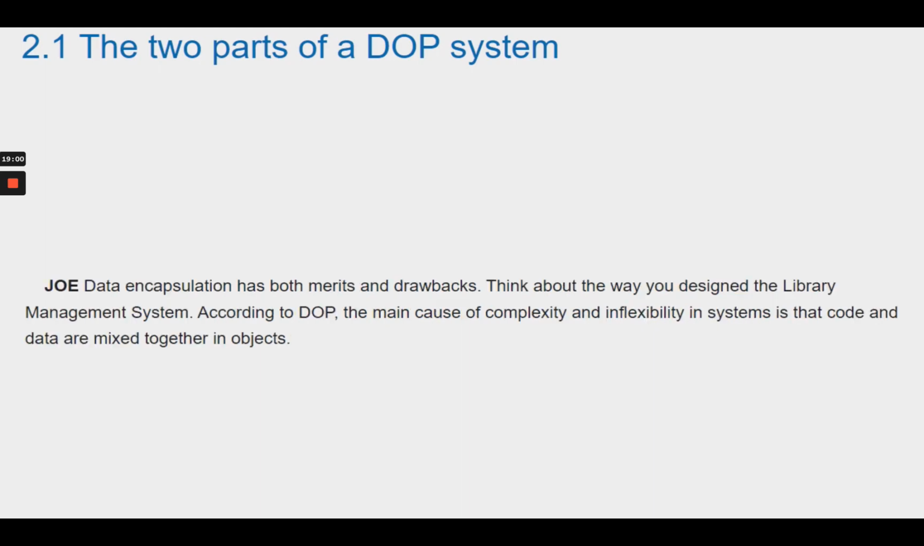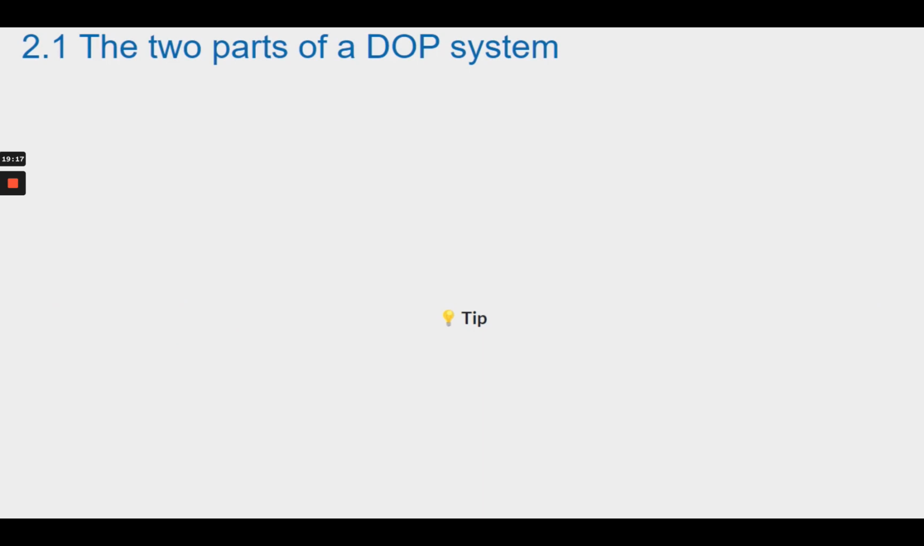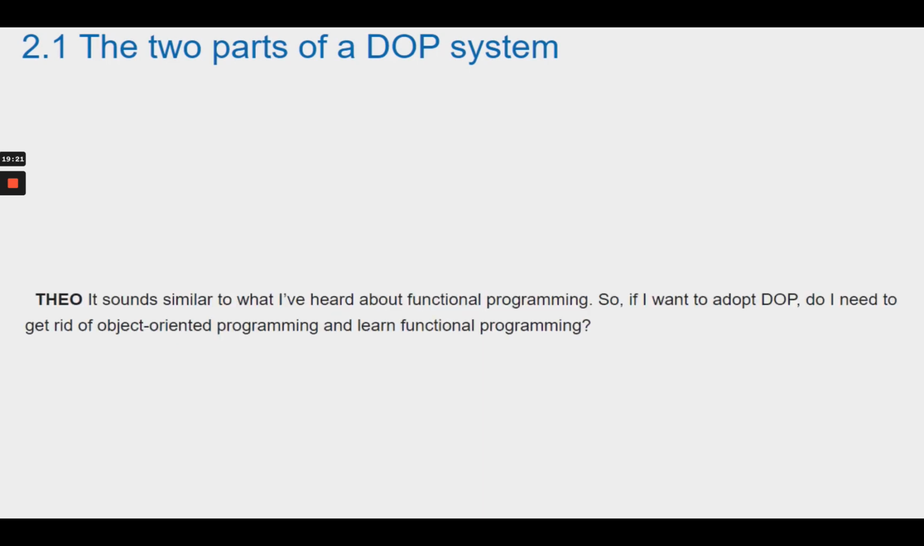Joe: Data encapsulation has both merits and drawbacks. Think about the way you designed the library management system. According to DOP, the main cause of complexity and inflexibility in systems is that the code and data are mixed together in objects. Tip: DOP is against data encapsulation.